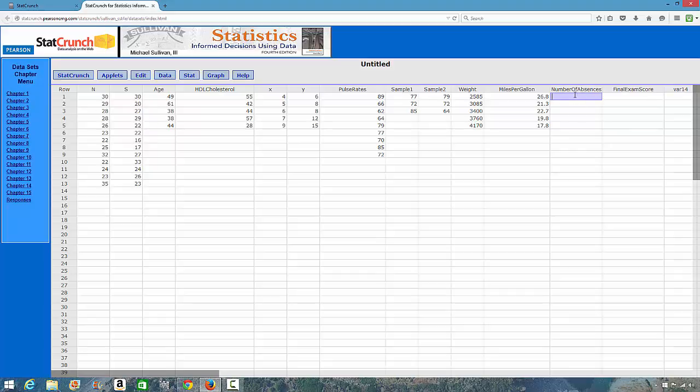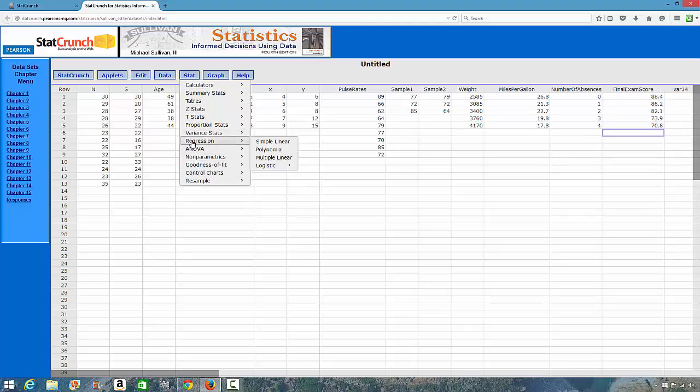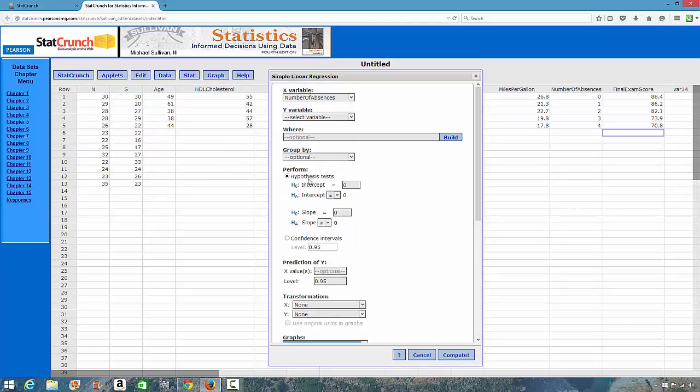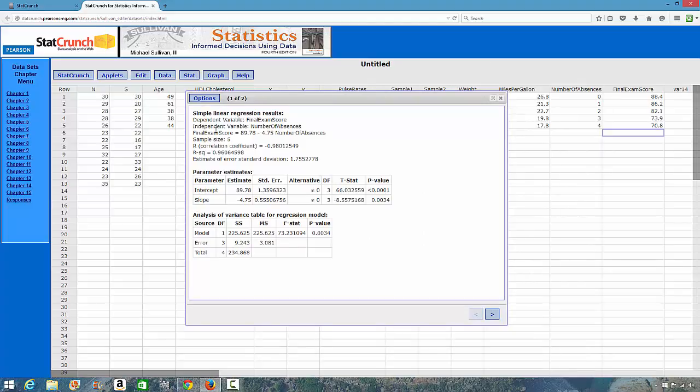Under the number of absences we now have 0, 1, 2, 3, 4, and then the final exam scores: 88.4, 86.2, 82.1, 73.9, and then 70.8. So start regression, simple linear. My X is number of absences, my Y is final exam score. Compute. This is the least squares regression line, or the regression equation.